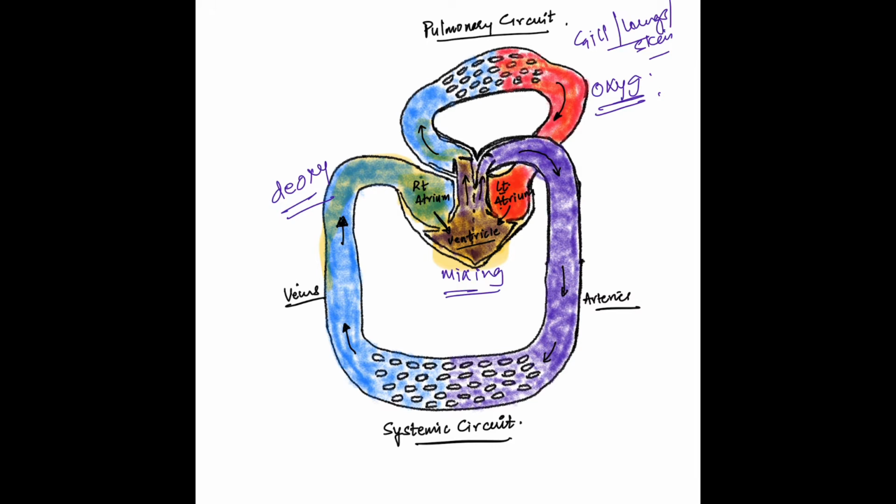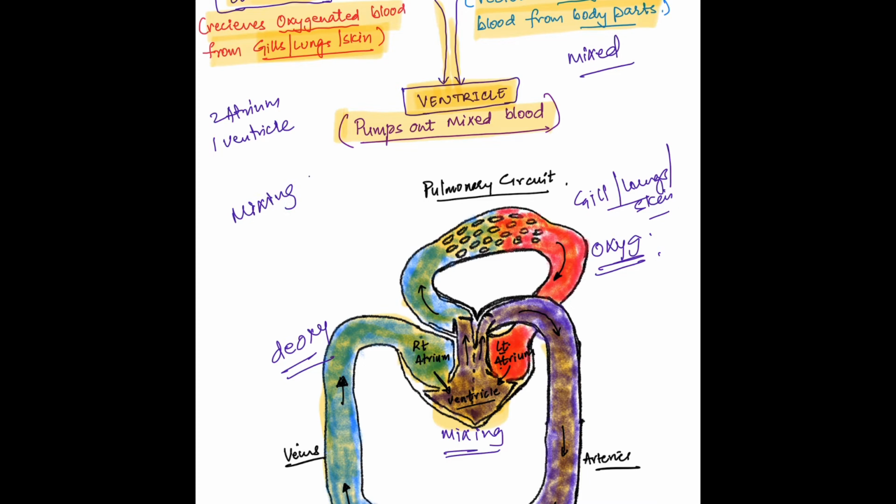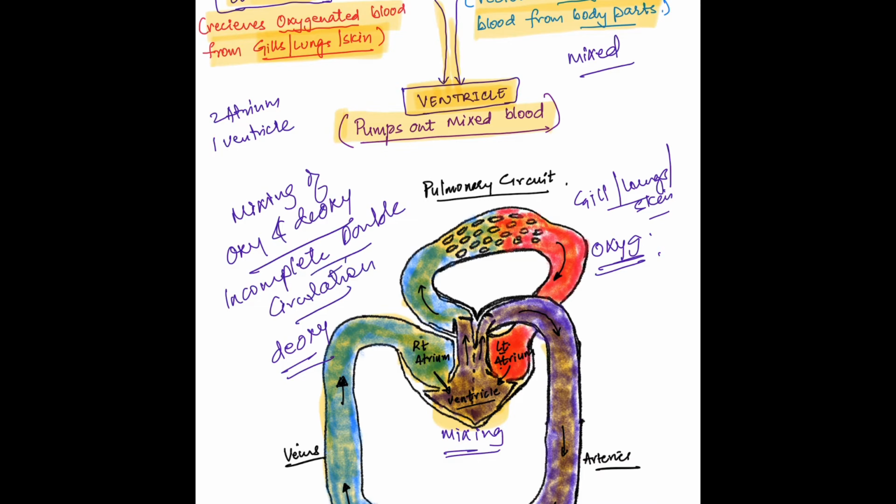Some amount of blood goes to the pulmonary circuit and gets oxygenated and comes back to the left atrium. Most of the blood goes to the systemic arteries and reaches different parts of the body. The deoxygenated blood is again returned to the right atrium by the veins. So there are two circuits in this circulation, a pulmonary circuit and a systemic circuit. Therefore it is called a double circulation, but there is mixing of oxygenated and deoxygenated blood. Hence it is called incomplete double circulation.